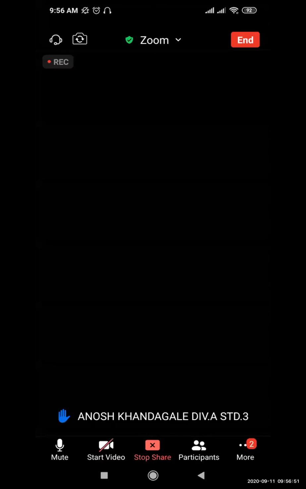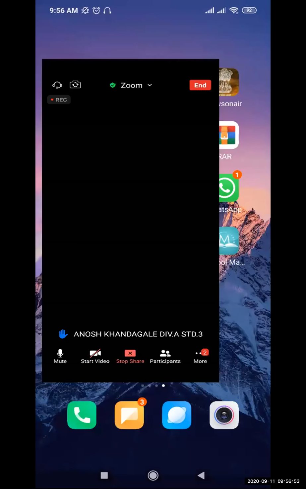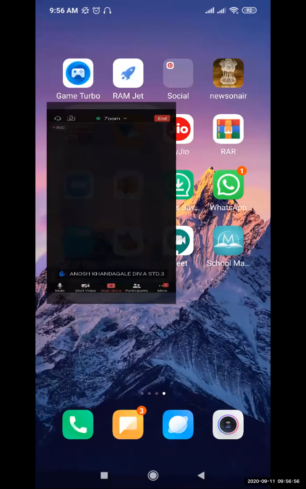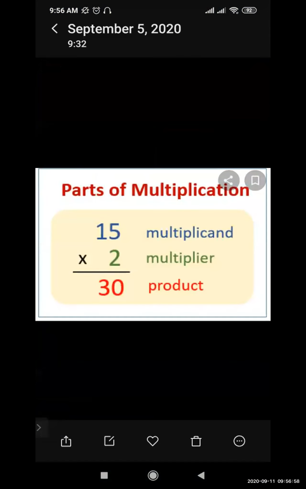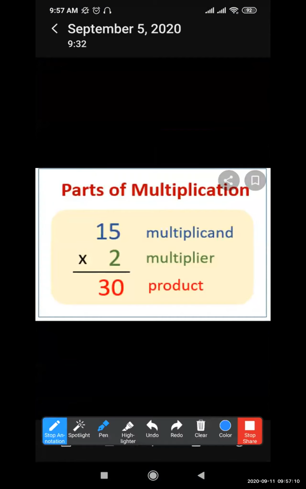So let's see, children, what are the parts of multiplication? Please be attentive here. We had learned this way. These are the parts of multiplication. See, multiplicand, multiplier, and product. Right? The first number is called the multiplicand. This below number is 2. This 2 is the multiplier here.